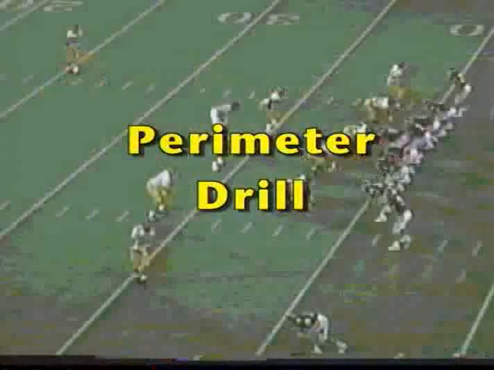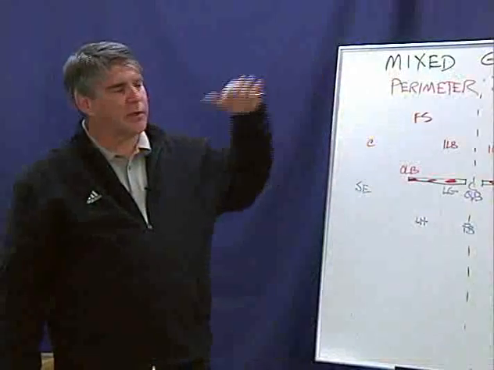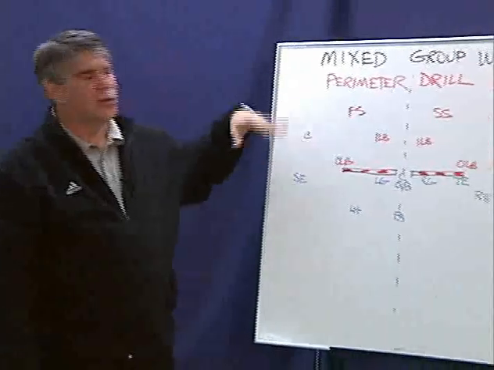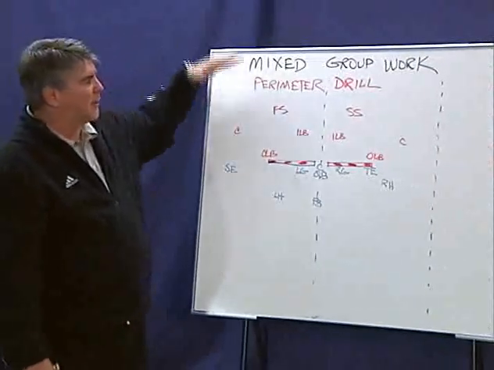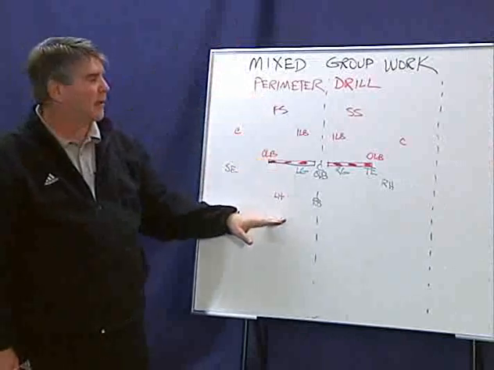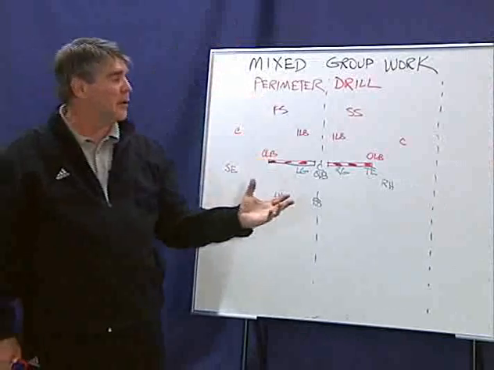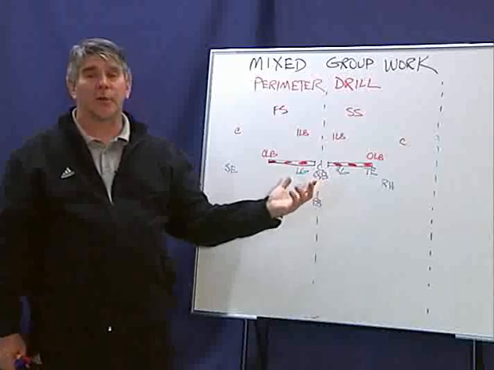The next drill that's part of the mixed group work drill is what we call perimeter drill. Now, in the mixed group work session, there are two drills going on at the same time. The internal drill is at one end of the field while the perimeter drill is working at the other end of the field. And halfway through the drill, we're going to have the backs and the guards switch.